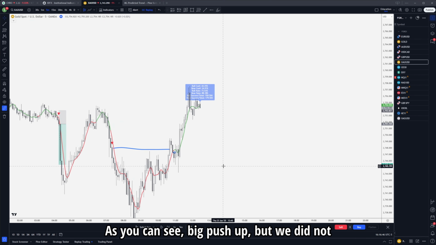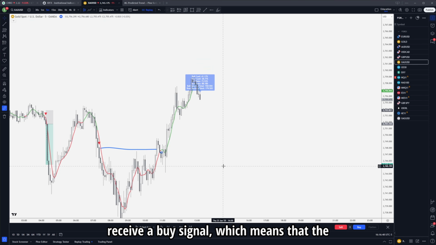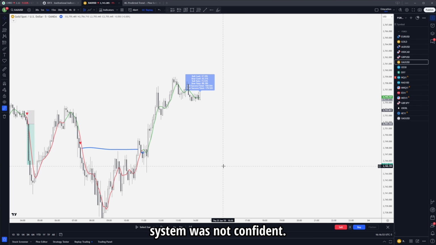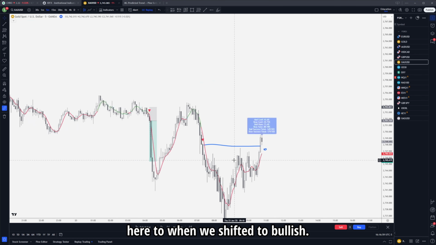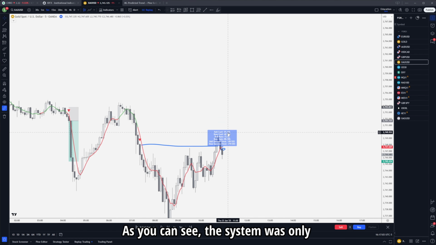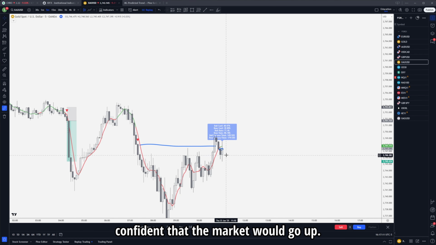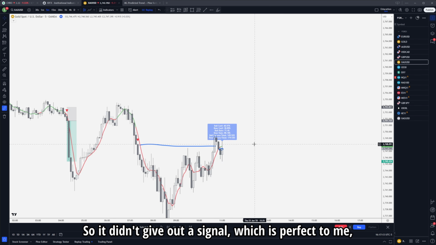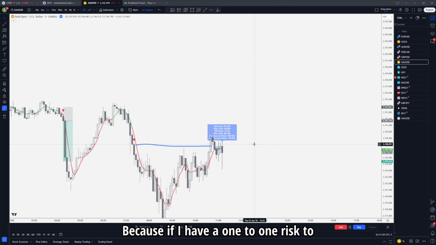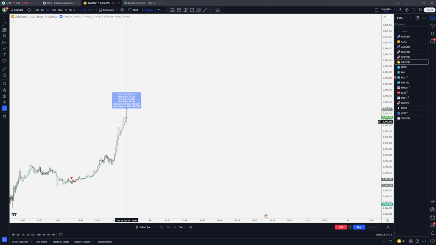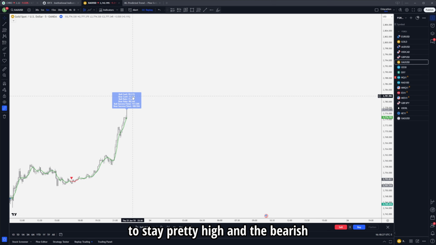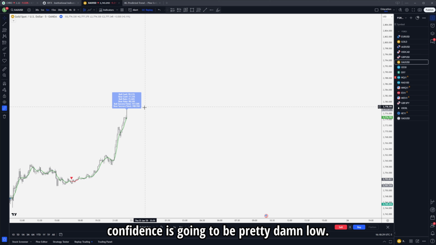As you can see, big push up, but we did not receive a buy signal, which means that the system was not confident. Let's actually go back right here to when we shifted to bullish. As you can see, the system was only 40.9% confident that the market would go up. So it didn't give out a signal, which is perfect to me because if I have a 1-to-1 risk to reward ratio, I do not want to take anything below 50% win rate, for example, right? And as you can see, as the momentum increases, the bullish confidence is going to stay pretty high and the bearish confidence is going to be pretty damn low.